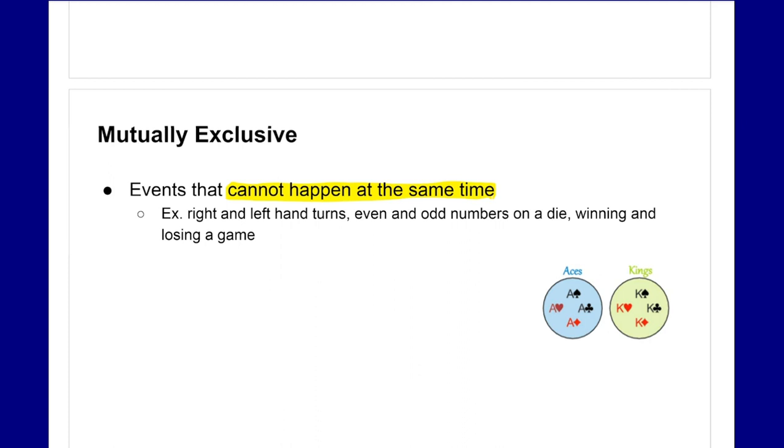Down here, we see kind of a sample space. So this is an example where aces and kings are separate, right? Those are outcomes or events that cannot happen at the same time. I can't pull a card and have it be an ace and a king.